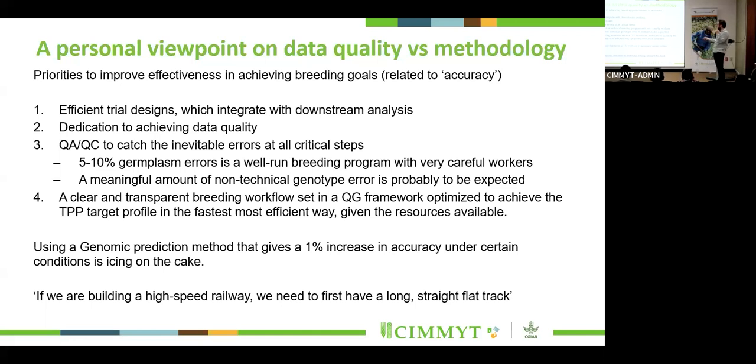As I said earlier, if you've got 5 or 10% germplasm error, even if you're a commercial company using barcoding at every step, you're going to get that. 5 to 10% germplasm error through a program is a well-run breeding program with very careful work. There is some non-technical genotype error, not genotyping technique error. Some real genotype error is to be expected, but with the approaches in genotype QC, you can avoid that, and I think we can get that number very low, but we must use the relevant QC approach.